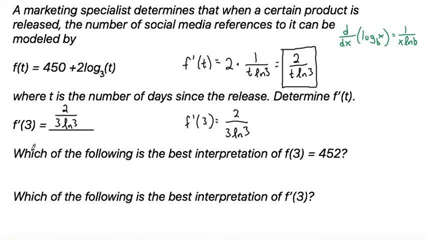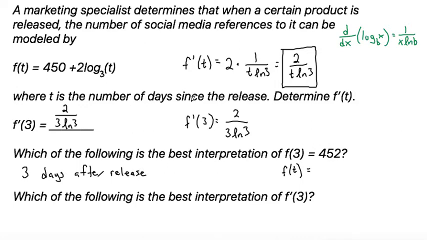So then the next question asks, which of the following is the best interpretation of f of 3 is equal to 452? So since our function is f of t is equal to something, the t would represent our time, and our time is given in days. So we know that it has to do with something about 3 days after we started marketing, because it's saying that it's the number of days since the release. So this would be 3 days after release.